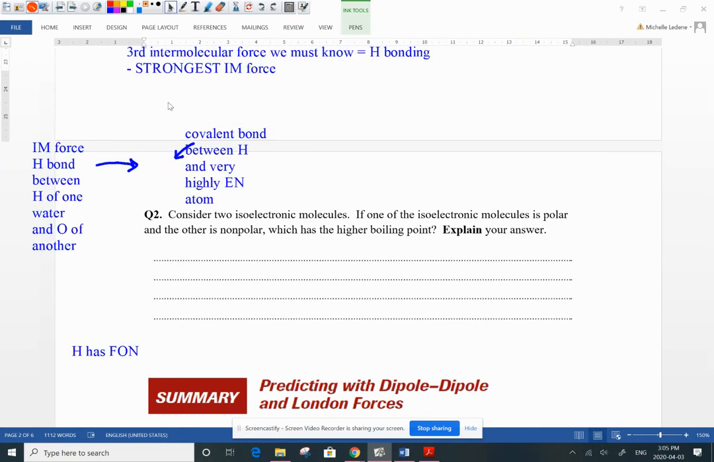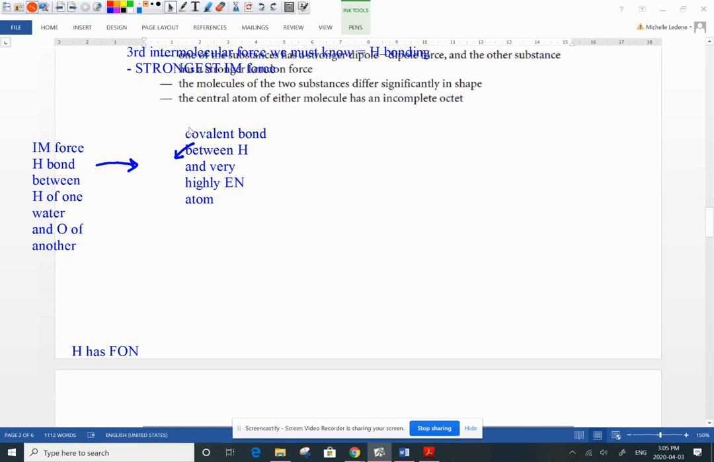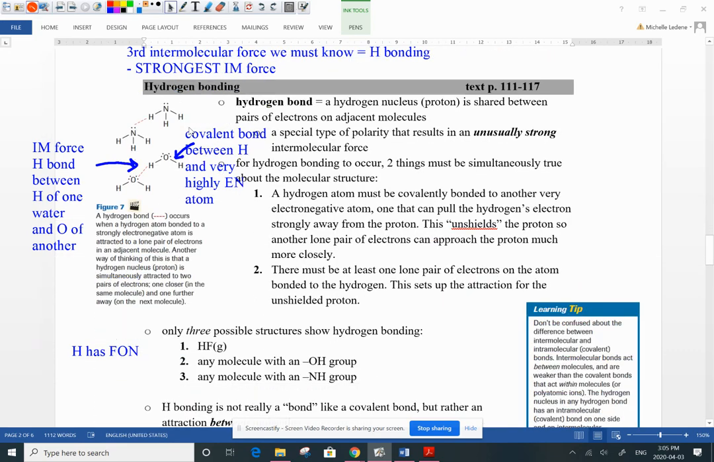Okay, next up, let's take a look at the last and third intermolecular force. This is the hydrogen bonding force, the third one we're going to be studying today. This one is the strongest intermolecular force. Now, how do I know that I have an intermolecular force? Well, let's take a look here.